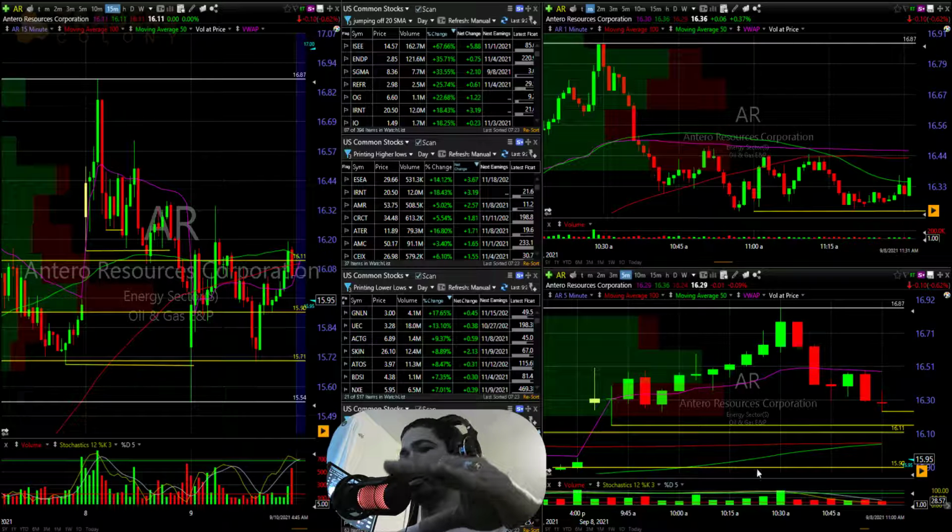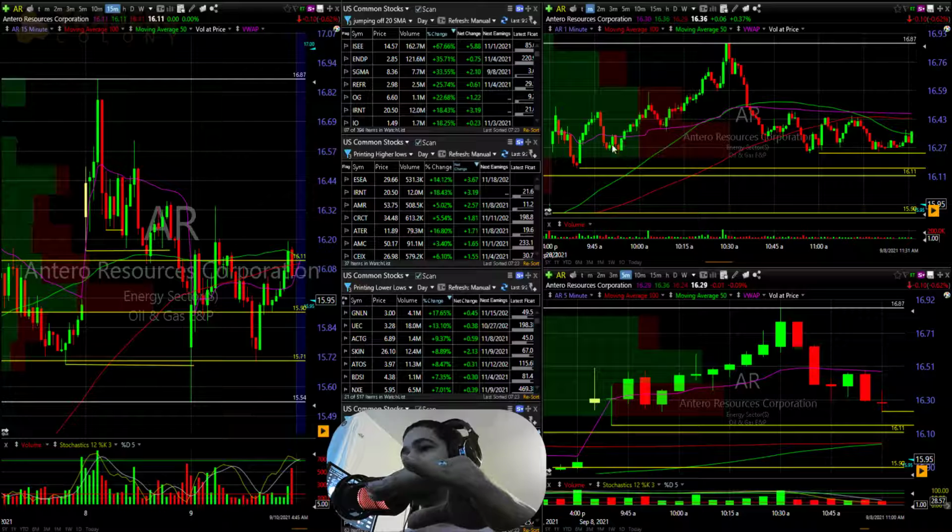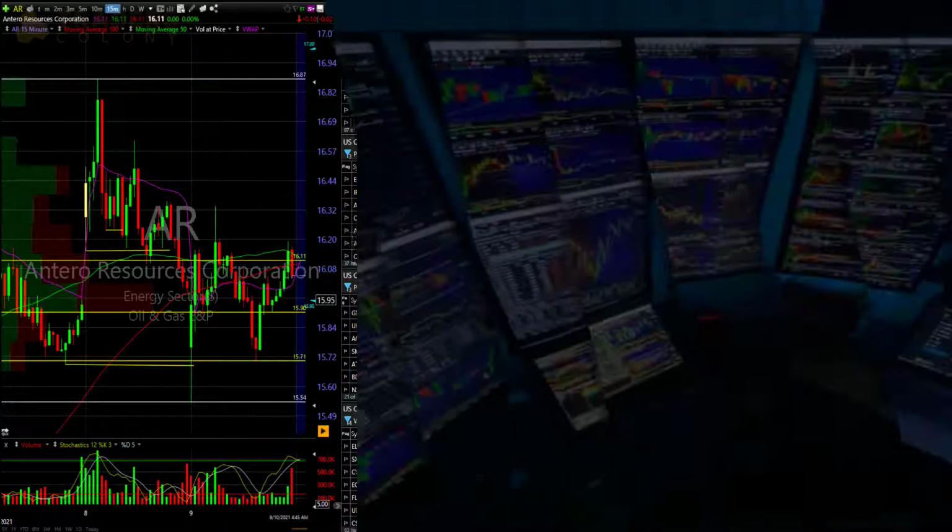All of a sudden we changed character. We were staying on top, and even when we dipped here for a minute, or actually a couple of minutes, we had this accumulation here on this zone, and we were able to reclaim, come back, pull back, retest, and hold on top and push again.